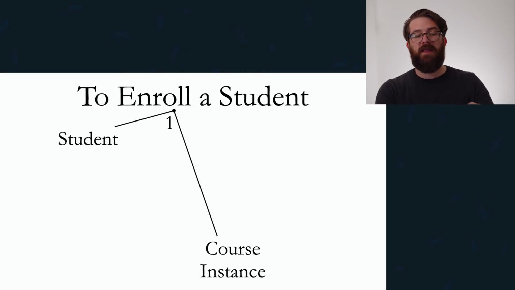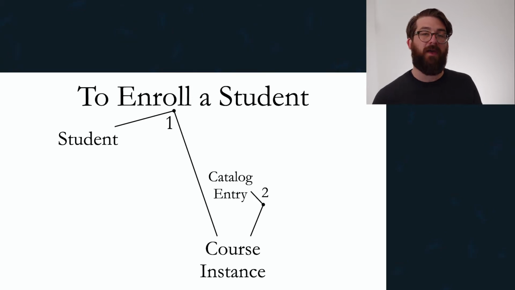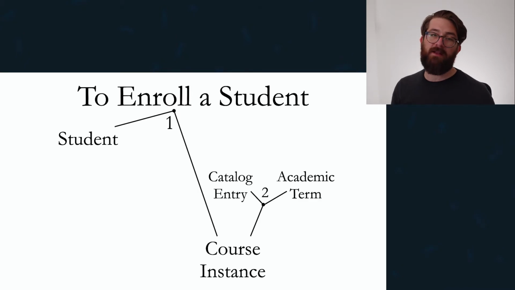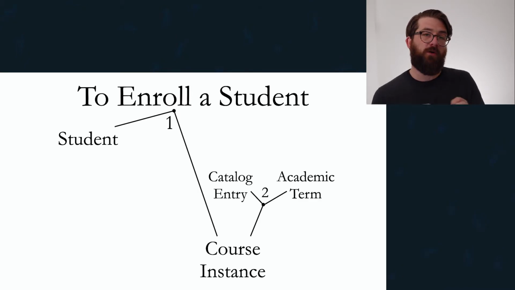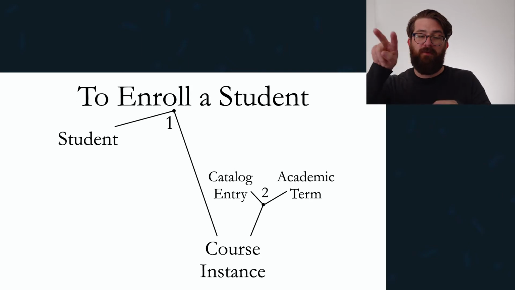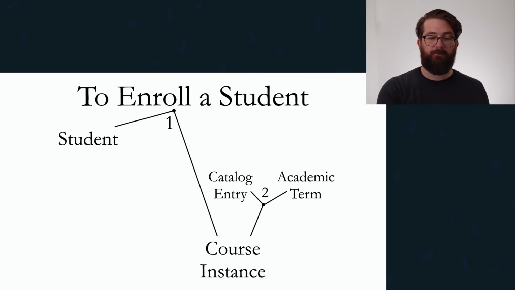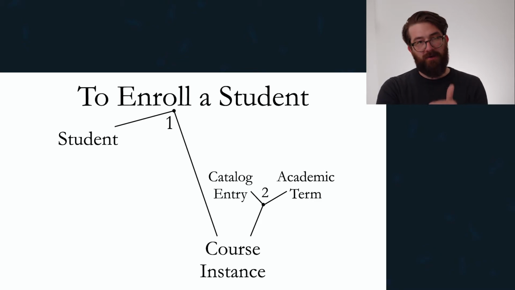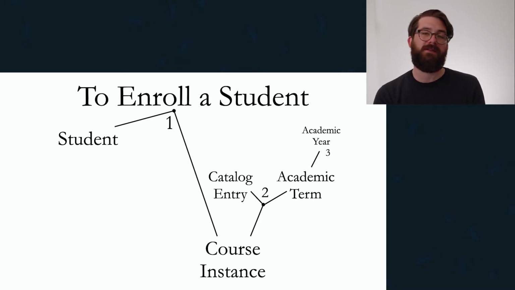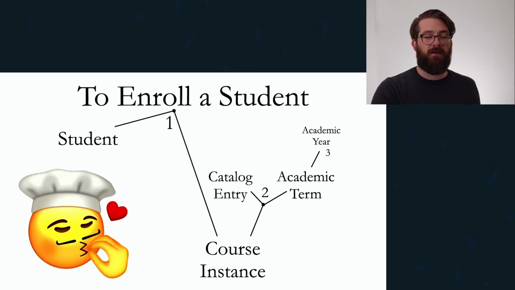But to get that course instance, there's a little more setup involved. We need to have a catalog entry, and then we also need to have an academic term. So really a course instance needs both of those things to exist, the catalog entry and the academic term. And then the academic term, for that to exist, we need to have the academic year in place. Okay, once we have all these things, it's a thing of beauty.